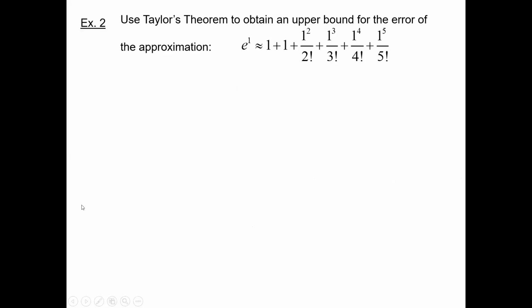Let's try another one. Use Taylor's theorem to obtain an upper bound for the error for this approximation. So we have e to the 1st power. So we're using the function e to the x. And you may or may not recall from earlier in the PowerPoint, we wrote out the Maclaurin polynomial for e to the x. And it looked like 1 plus x plus x squared over 2 factorial plus x cubed over 3 factorial, and so forth. Okay? If we plug in a 1, we get 2.717.